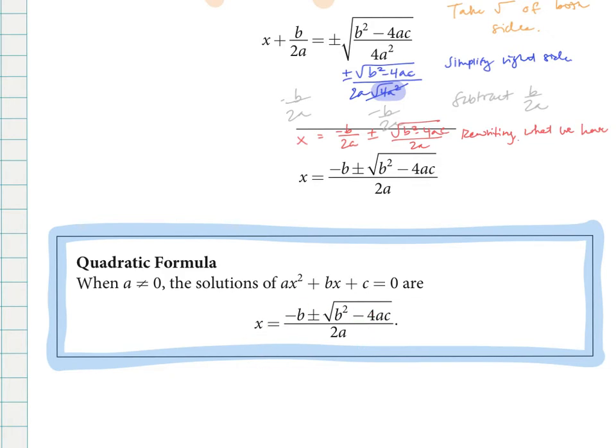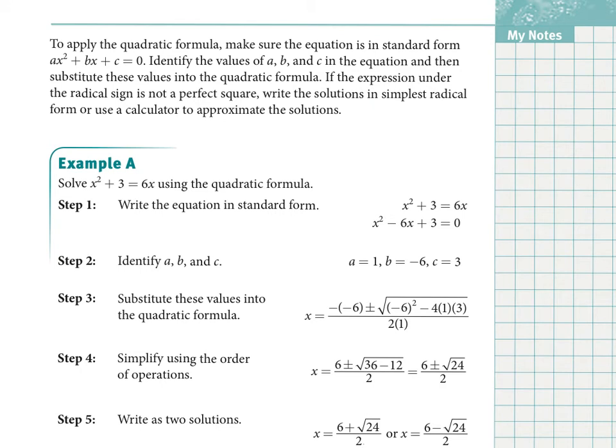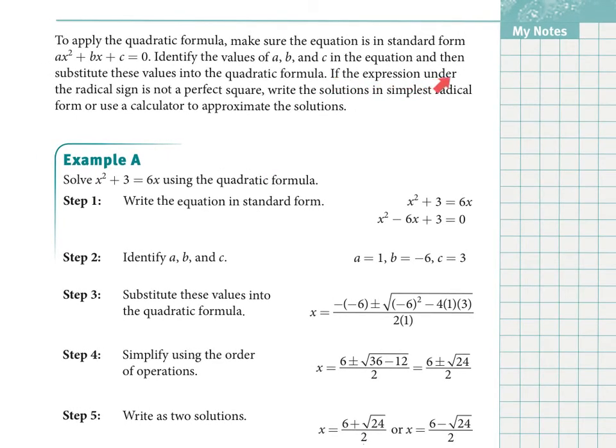So let's go ahead to the next page and see how we can apply this quadratic formula to find our solutions. On the next page, it says to apply the quadratic formula, make sure the equation is in standard form. So it has to be x squared plus our x value plus our c. We identify the a, b, and c values in our equation, just like we would with factoring, and then we substitute these values into the quadratic formula. We're also going to learn that if the number underneath the radical sign is not a perfect square, we're going to have to throw back to simplifying radicals.